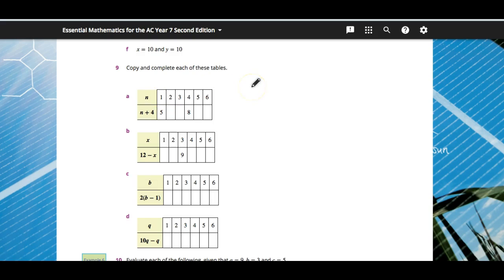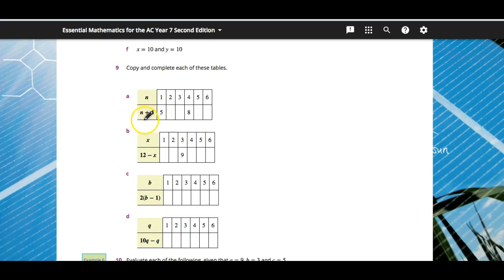Okay, copy and complete each of these tables. So what this means is we have different values of n. Okay, so these are your different values of n. So remember before I said your letter is a variable. It can take on all different values. All we're doing here is substituting it in. Okay, so let's delete those circles.